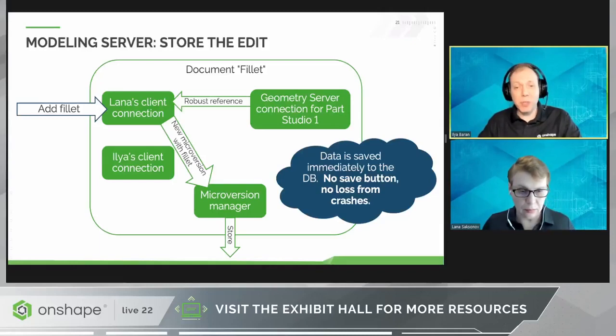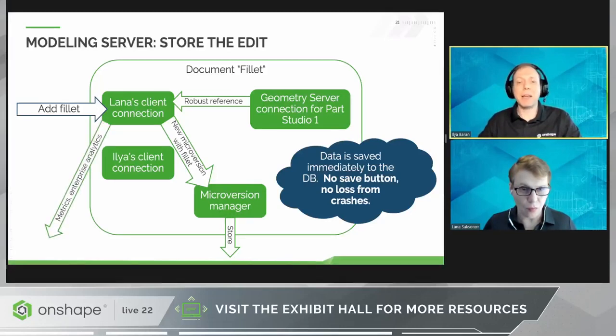And after this point, if something were to happen and the geometry server were to crash, or you lost power to your computer, or the modeling server were to disappear, which happens rarely, but it does happen, your changes are still saved. And at no point in this process is the database in some sort of intermediate invalid state.